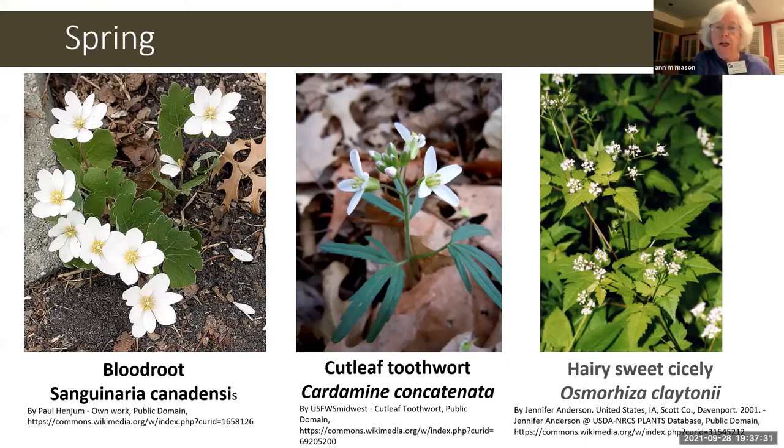Moving on to the hairy sweet cicely, a member of the carrot family, you see that the flowers are compound umbels that are like little clusters of flowers. The flowers are on a 1 to 3 foot solitary stem, and it blooms from May to June, but when you brush it or bruise it, it's going to smell like anise.